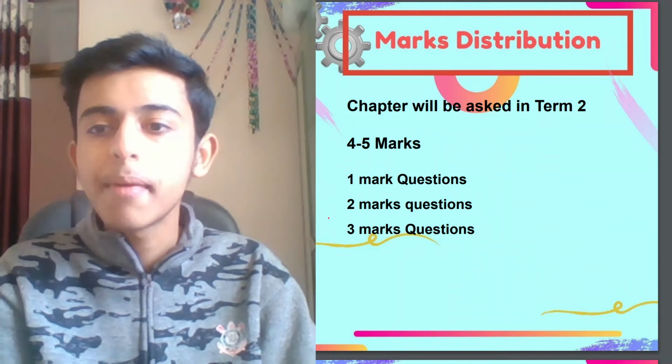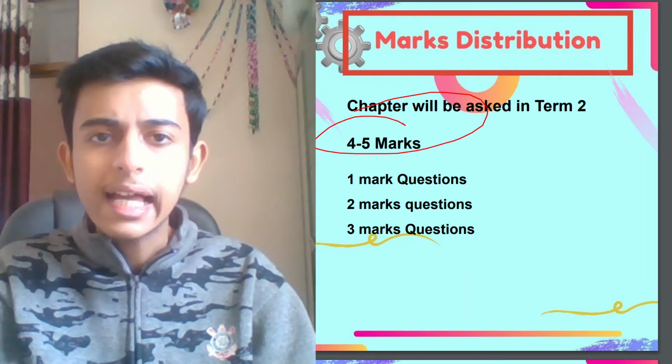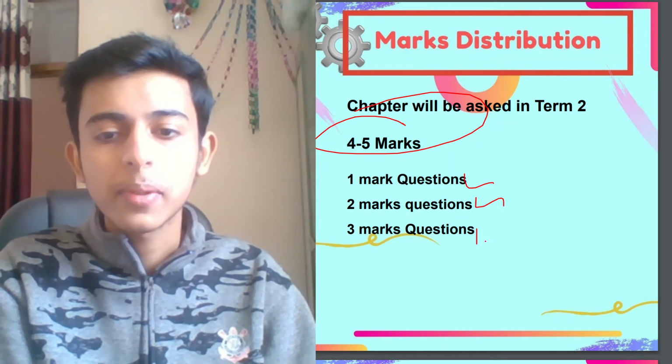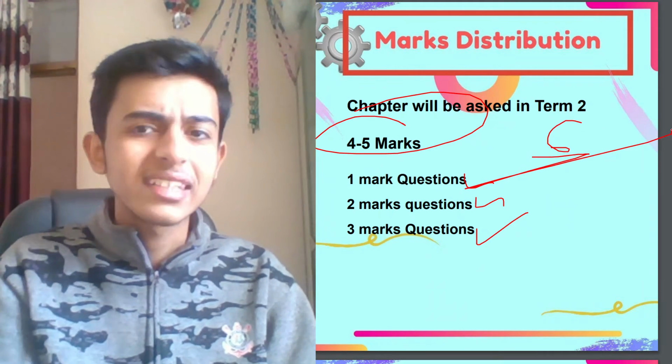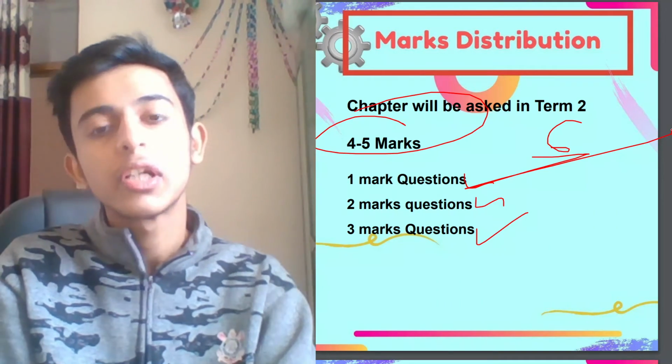Now let's have a look at the marks distribution. Now you can expect 4 to 5 marks since it has been deleted. So we can say that we can get 1 marker questions, 2 marker questions, and 3 marker questions. Max to max, you can say 6 marks, not more than that, I think, because periodic classification of elements is 100% and this is just 40 to 50%.